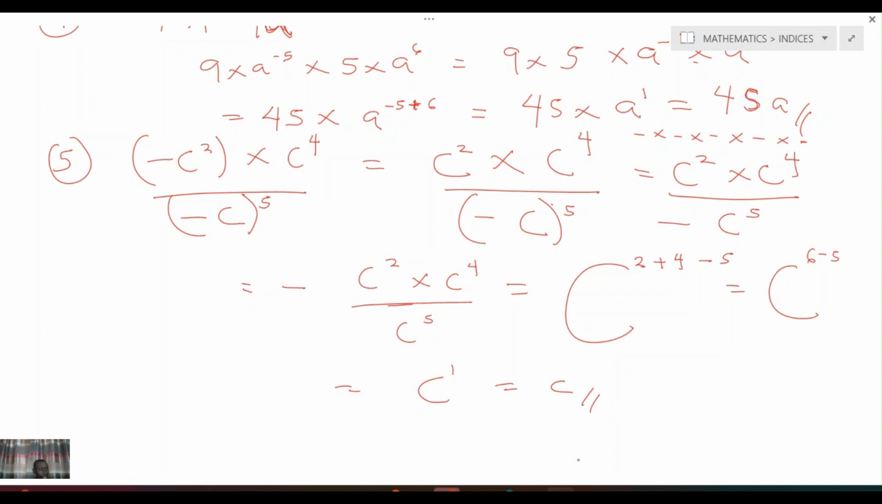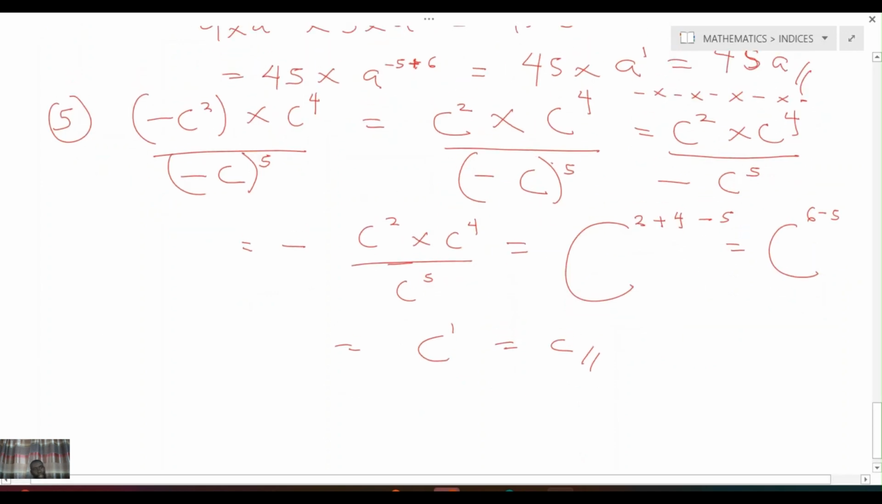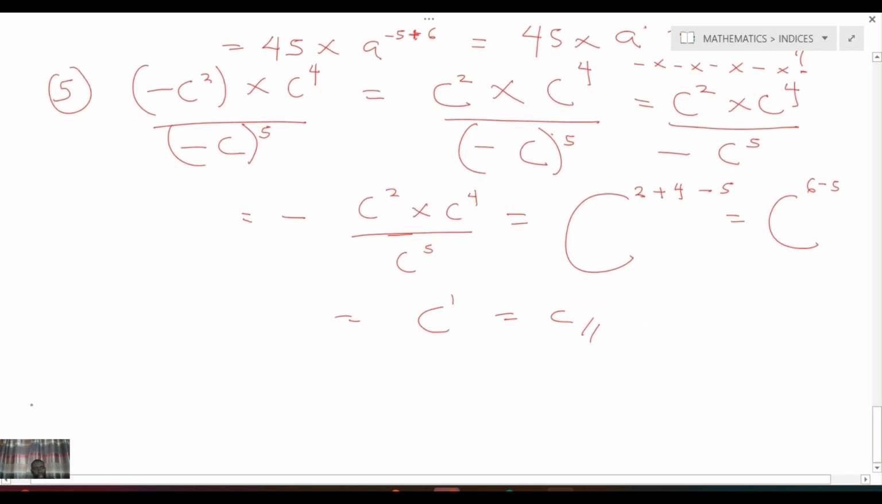Let's look at another example. Example number 6: 25a raised to power 2, all in brackets, raised to power 1 over 2. Let's simplify this.